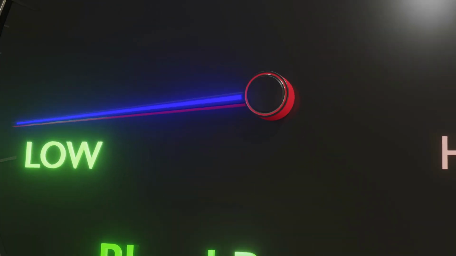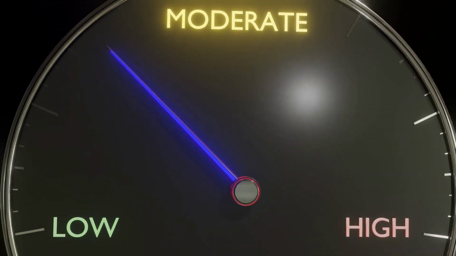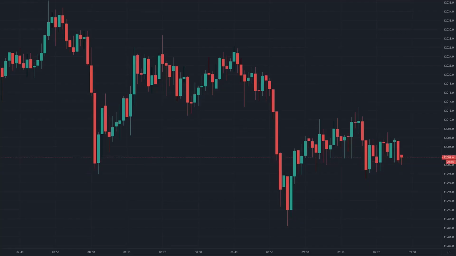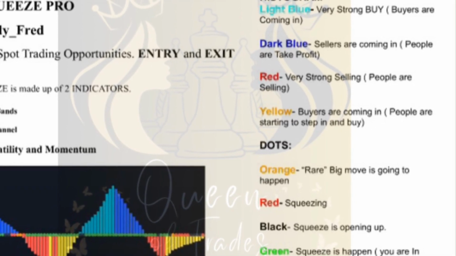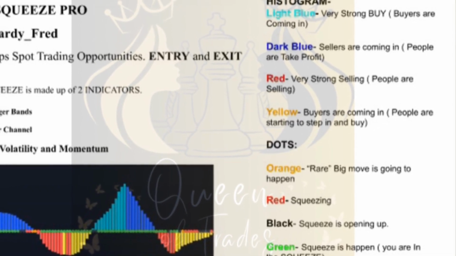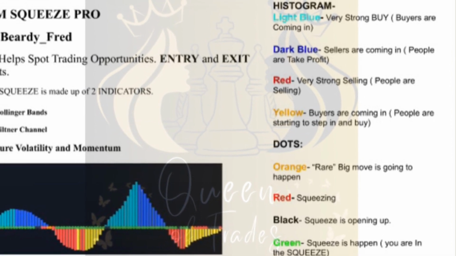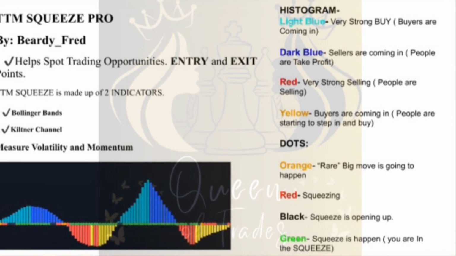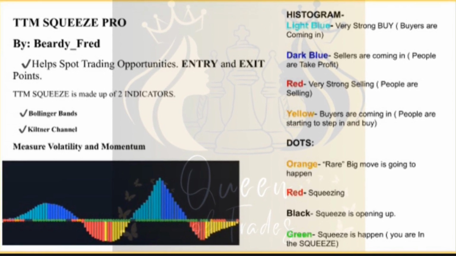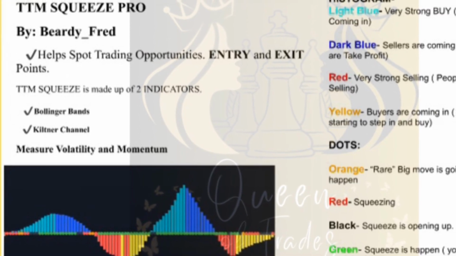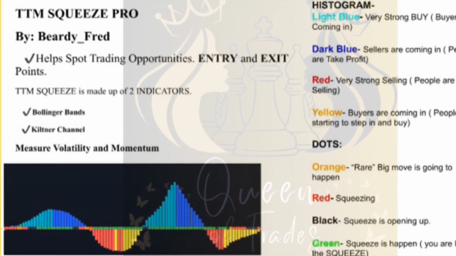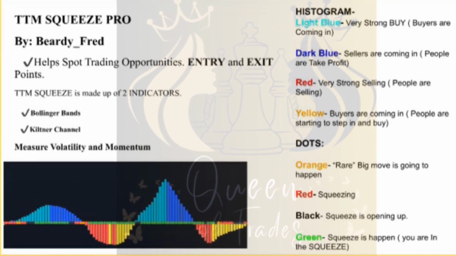The Pro version further refines this by differentiating levels of squeeze or compression. The color-coded histogram and dots provide traders with a clear picture of price momentum and the position of the Bollinger Bands in relation to the Keltner channels. From black dots indicating the onset of a low compression squeeze to green dots signaling the end of the squeeze, traders are guided through the entire process, helping them make informed decisions. With the TTM Squeeze, traders have a powerful tool in their arsenal, helping them navigate the unpredictable waters of the stock market.